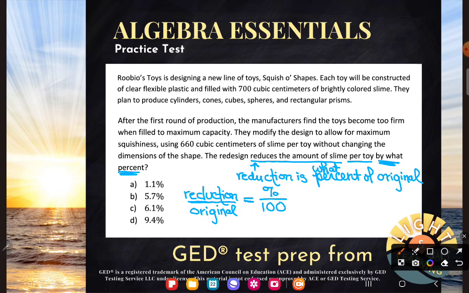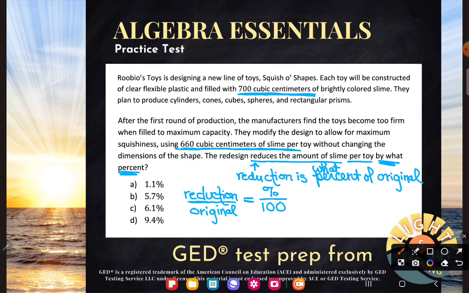All right, let's go find the information we need to plug into this. So first, the reduction. What do we know? Each toy, I'm reading up here in the beginning, will be constructed of clear, flexible plastic and filled with 700 cubic centimeters of brightly colored slime. Okay, so that's the original amount of slime per toy. And then, where is it? They modify the design to allow for maximum squishiness using 660 cubic centimeters of slime per toy.